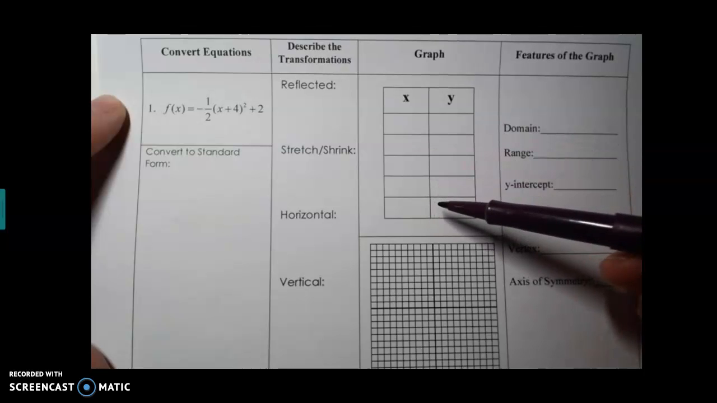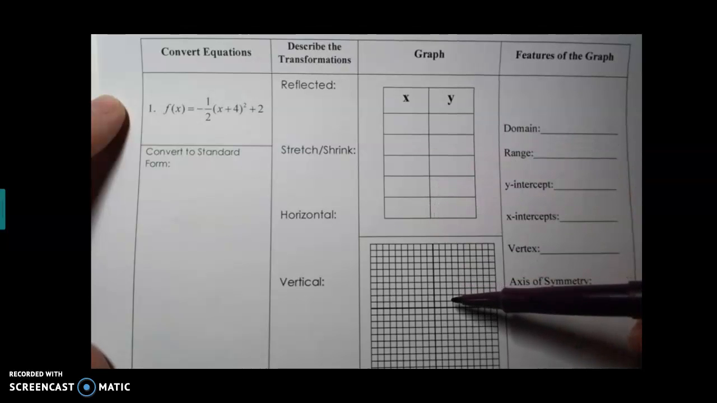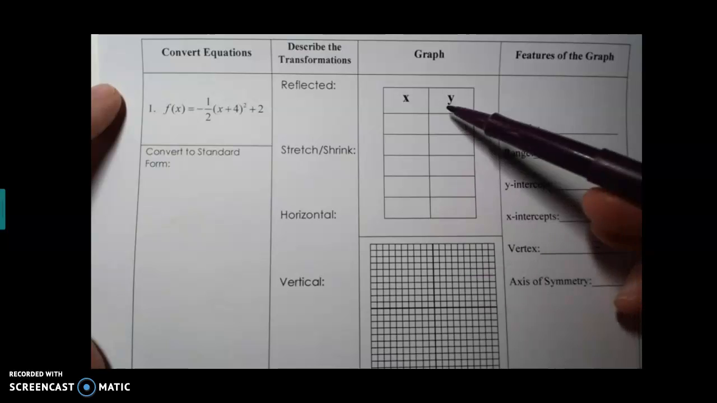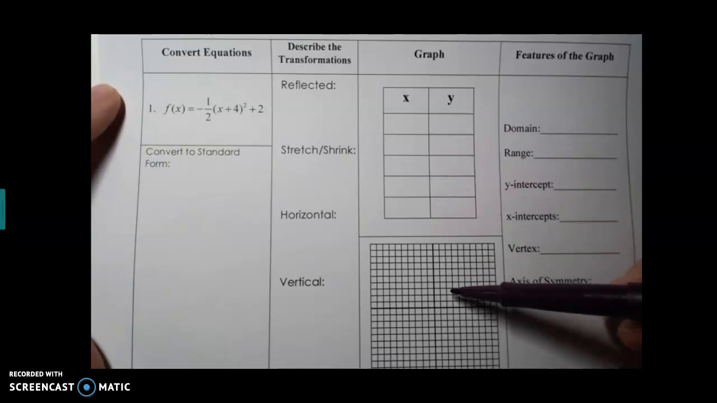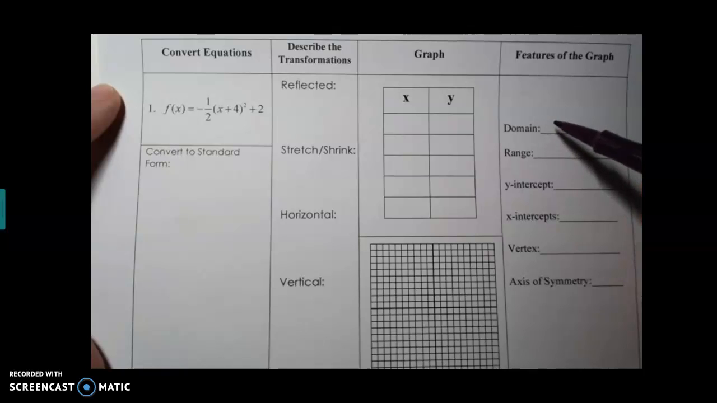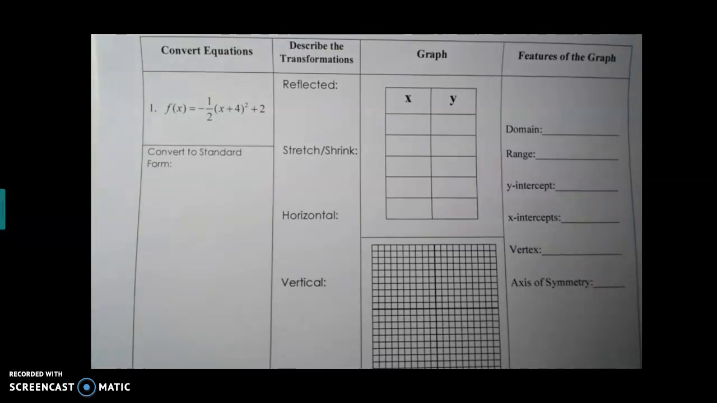Here you'll describe any transformations that come in this equation. This table is only to help you graph the equation on here. It's not for restricting your domain or range. It's just to kind of help you get the graph on here. And then these are non-real world examples, so there's going to be arrows on the end of the graph, so you've got to remember that when we do our domain and range.